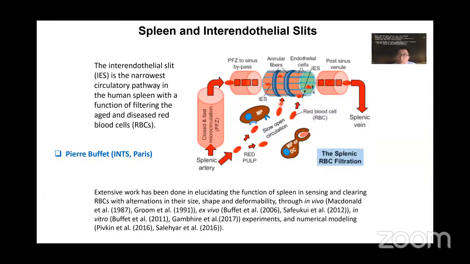If the red cell can escape the scanning of this macrophage, before it returns to the circulation, it needs to squeeze through the very narrow slit between the endothelial cells on the sinus wall. This is basically a mechanical check of the red cell. So a red cell with compromised deformability will be retained and eventually phagocytosed by the macrophage.